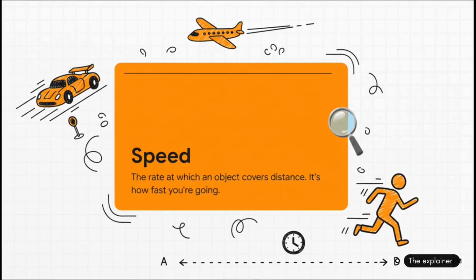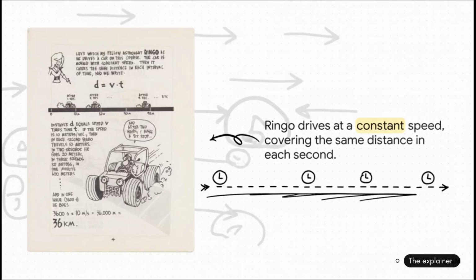Okay, let's start with something we all know, speed. It's how fast you're going, right? Simple, we all get this. And if you remember from school, it's that classic formula, distance equals speed times time. This is our foundation, our starting block. So here's Ringo, just cruising along at a constant speed of 10 meters per second. His movement is totally predictable.